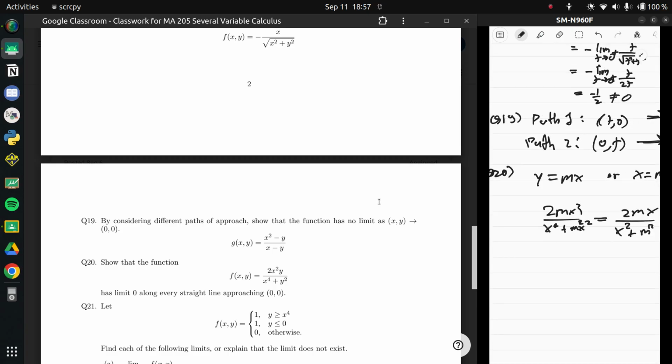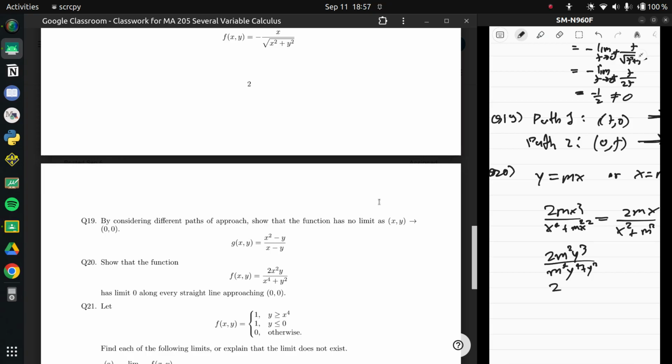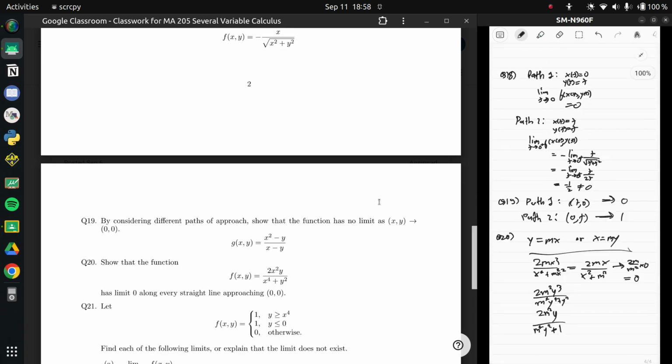And then what about if you put x equal to my? Then this just becomes 2m square y cubed upon m power 4 y power 4 plus y square. Just divide by y square, so just 2m square y upon m power 4 y square plus 1. So once again, as y tends to 0, this would tend to 0 if your m is a finite quantity. So yeah, question 20 is done.